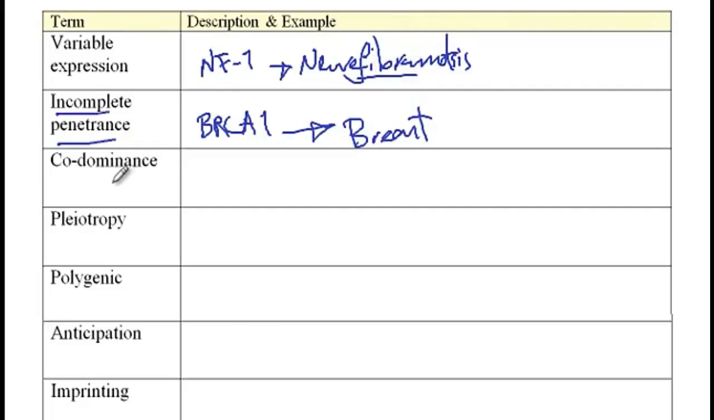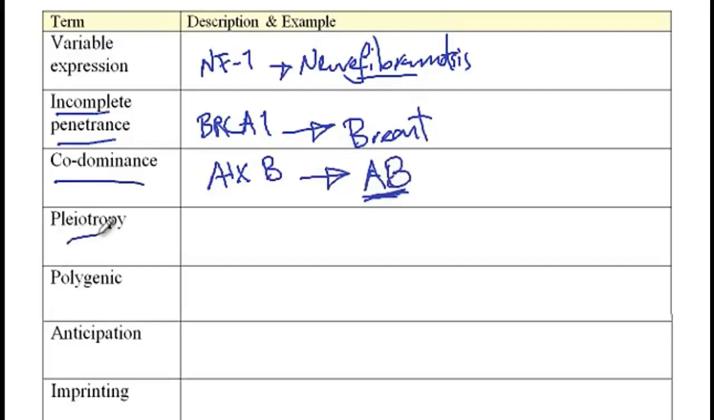The next condition is codominance, where both alleles contribute to the phenotype. And a good example is blood type A and blood type B. So if two individuals mate with each other, one is with blood type A and the other with blood type B, their progeny will have blood type AB. So this is referred to as codominance because both alleles now contribute to one phenotype.